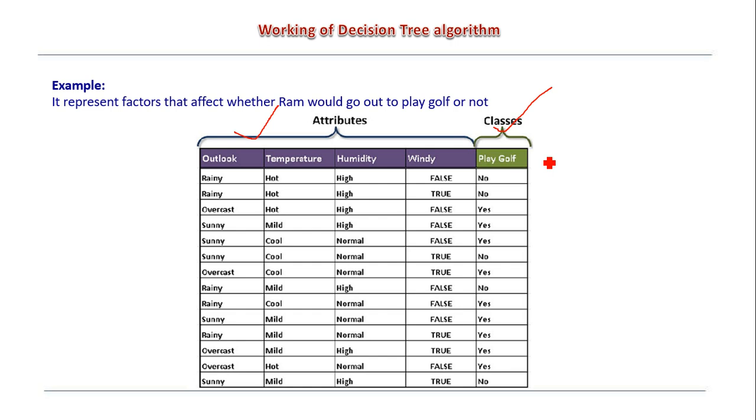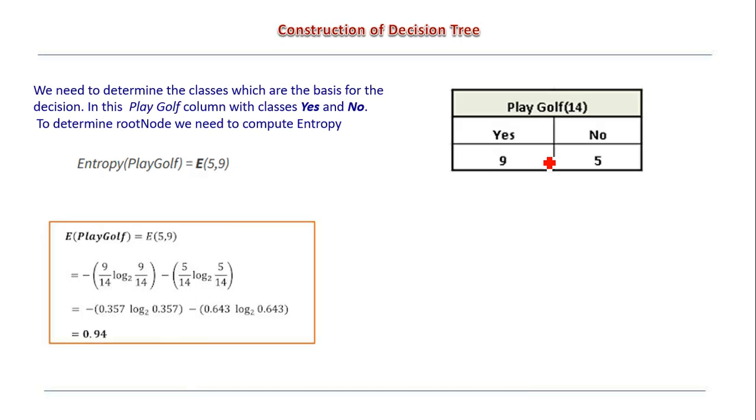First of all, we have to identify the root node. For that we need to determine the classes which are the basis for constructing the decision tree. In this example, play golf is the root. There are two classes, yes or no.